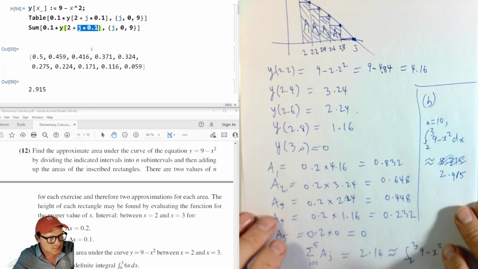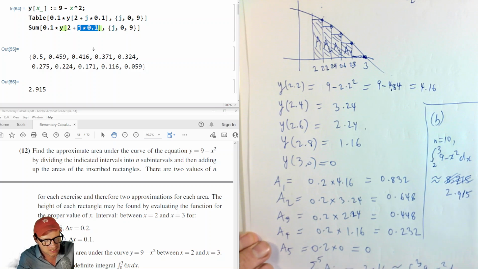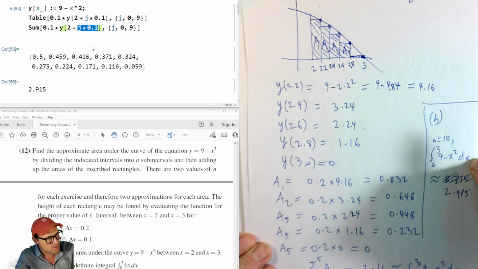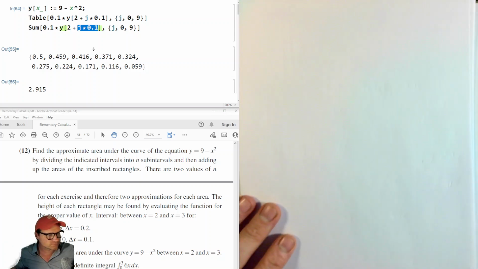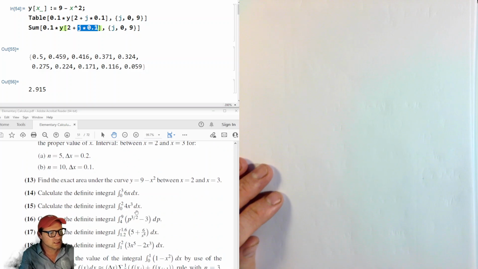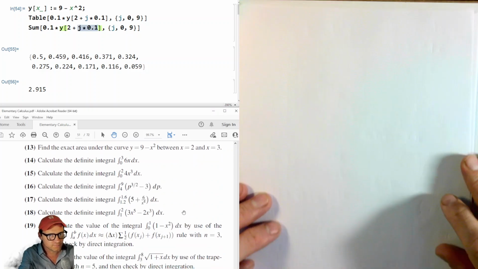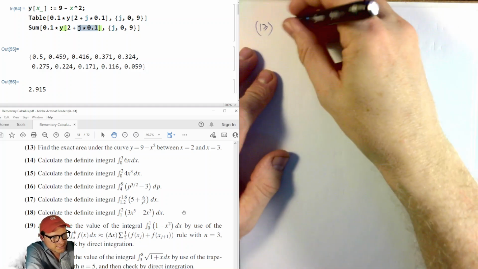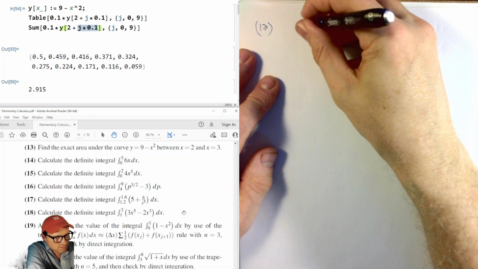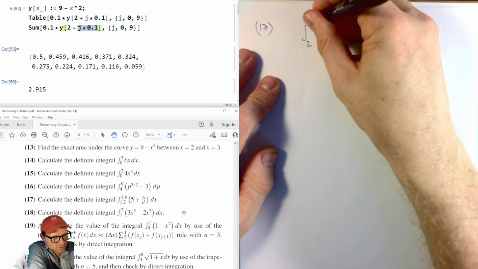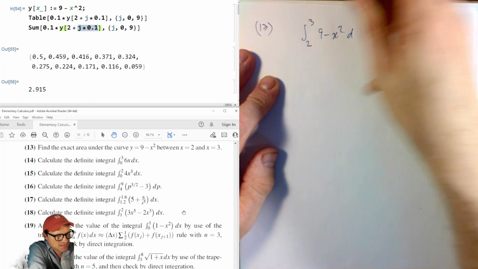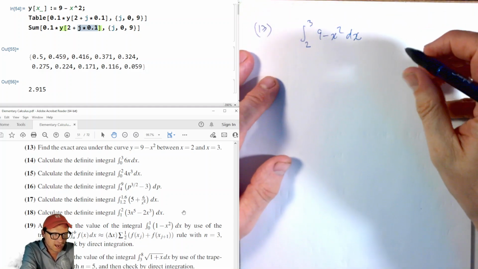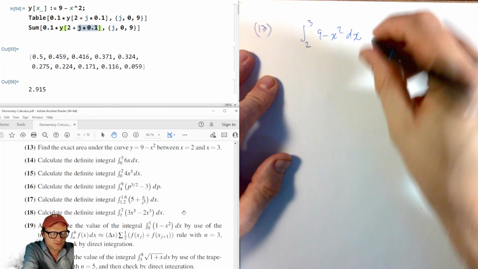Okay, fantastic. Let's move on then to question 13, which is to do this calculation here, or this one here, by hand. Okay, let's scroll up so you can see the problem. All right, says calculate the definite integral from 2 to 3 of 9 minus x squared dx. So this is the exact area under the curve between 2 and 3.